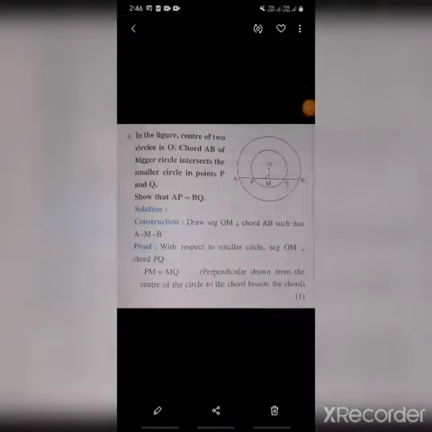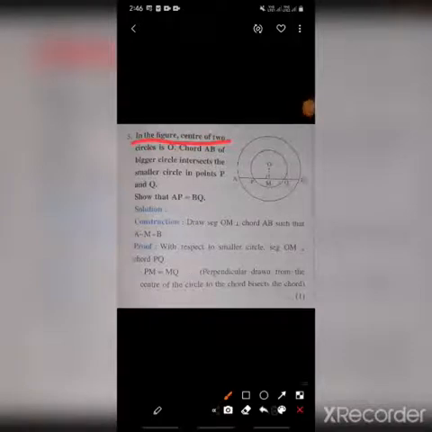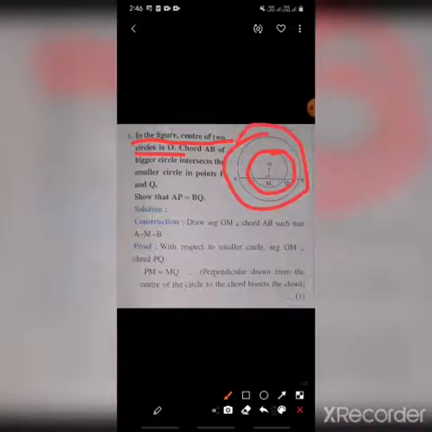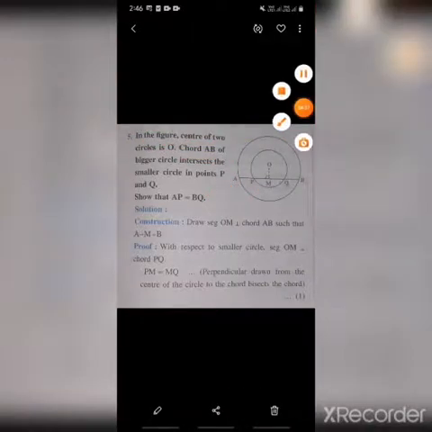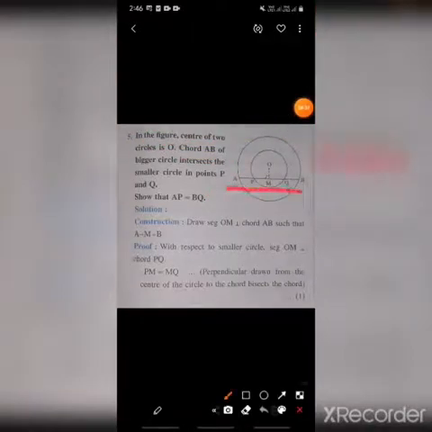Then fifth question, question number 5. In a figure, the center of two circles is O. This one is one circle and this one is the second circle. The center of the circles is O. Chord AB of the bigger circle intersects the smaller circle at points P and Q.